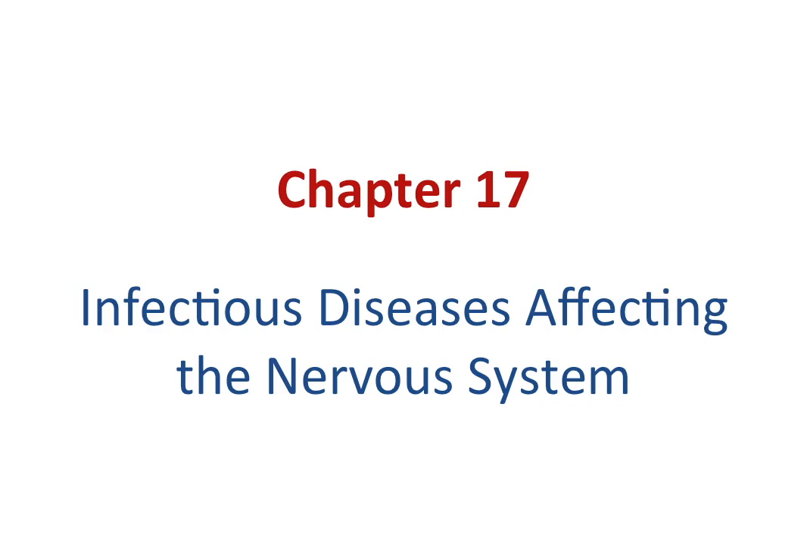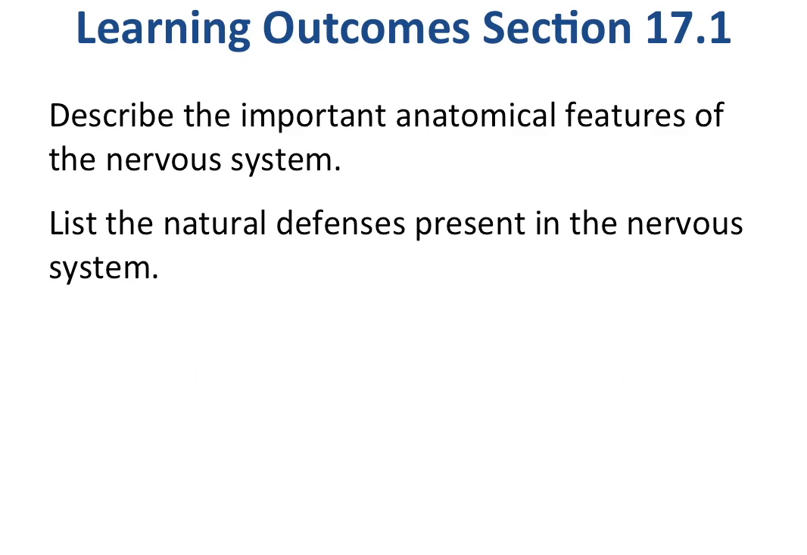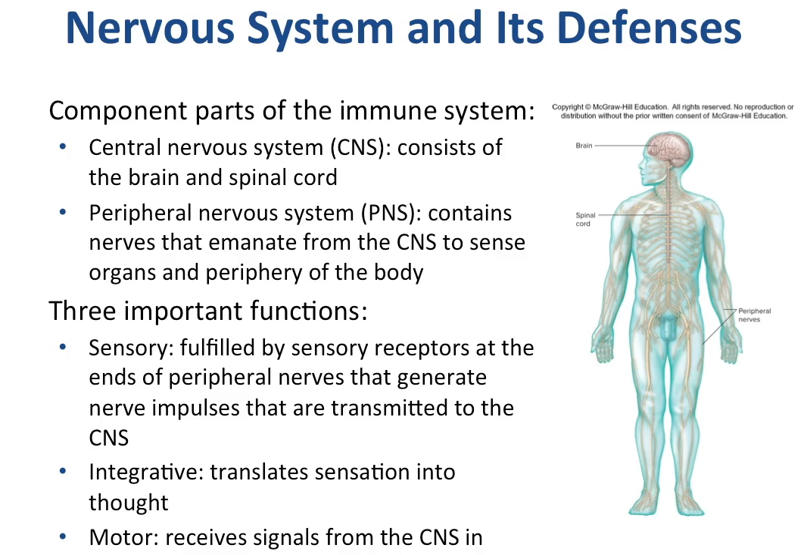So the chapter is about infectious diseases affecting the nervous system. Section 1 is about the structure of the nervous system. The nervous system includes the central nervous system and the peripheral nervous system. The central nervous system is the brain and the spinal cord. The peripheral nervous system includes all the nerve fibers and the ganglions.